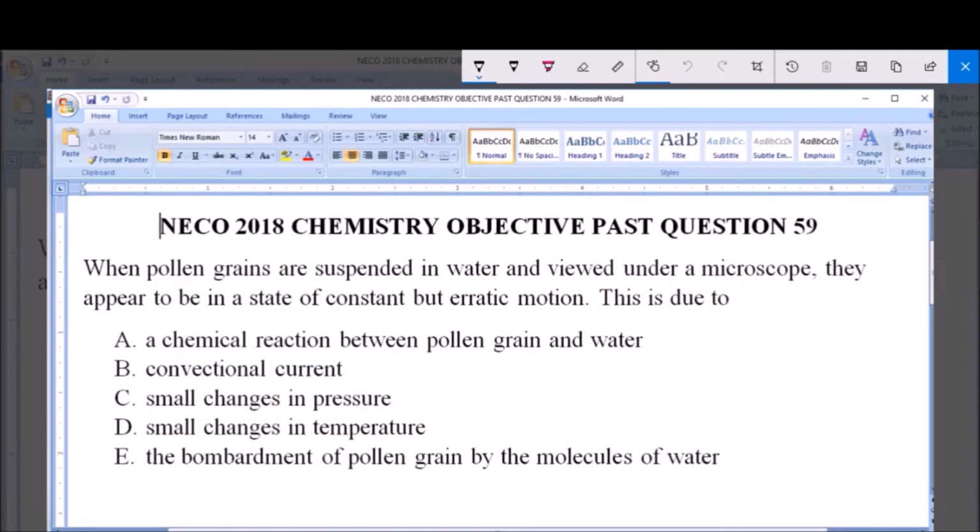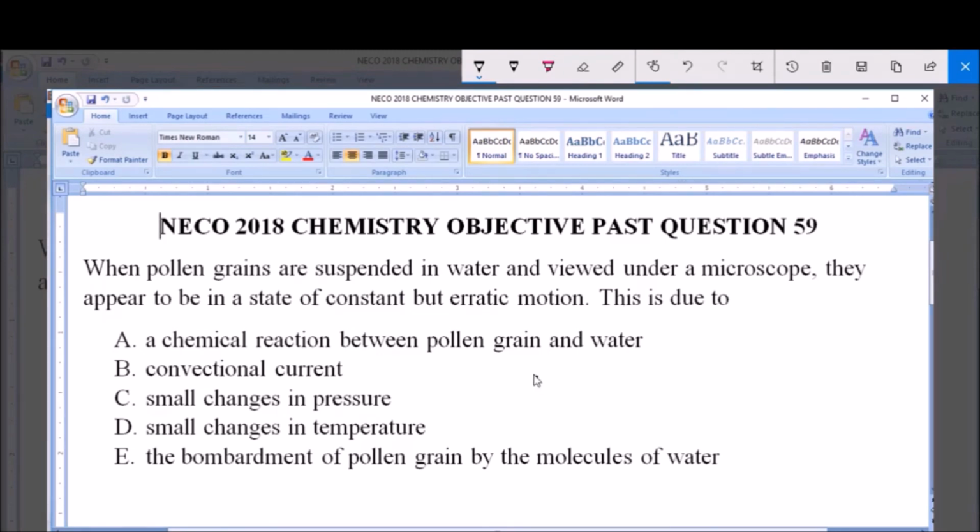I will be answering NECO 2018 Chemistry Objective Past Question 59. When pollen grains are suspended in water and viewed under a microscope, they appear to be in a state of constant but erratic motion, that is, a random motion. Now this is due to: A, a chemical reaction between pollen grain and water; B, convectional current; C, small changes in pressure; D, small changes in temperature; and E, the bombardment of pollen grain by the molecules of water.